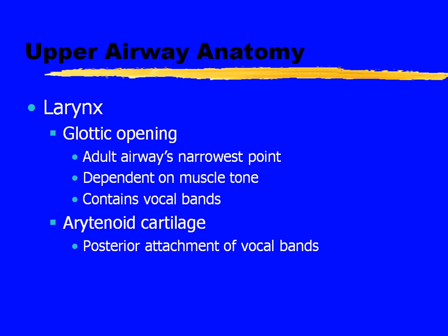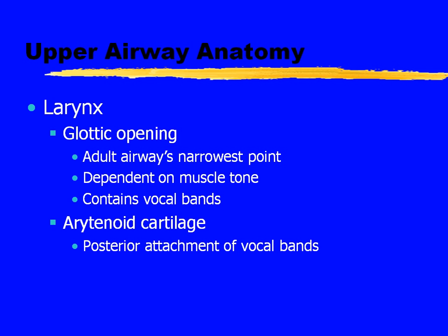In an adult, the glottic opening is the narrowest point of this whole system, and it's usually what separates the upper airway from the lower airway. That narrow part is the narrowest for an adult. It contains our vocal cords, and it can be dependent on muscle tone. It's mostly somatic muscle at that point.